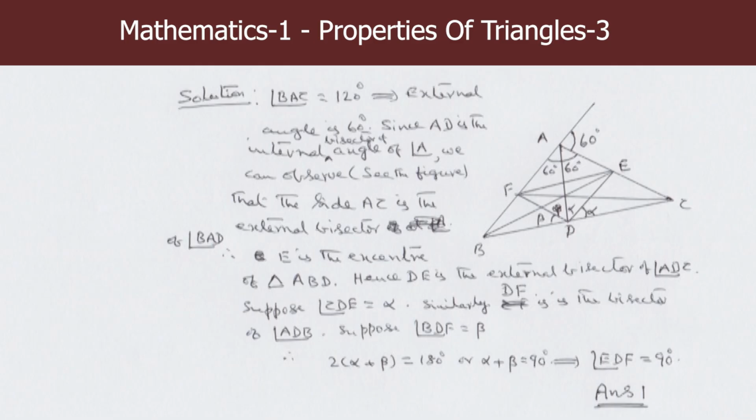So suppose CDE is equal to alpha. Now similarly, DF is the bisector of angle ADB. Suppose angle BDF is equal to beta. Now 2 into alpha plus beta, as I have indicated, is 180 degrees, or alpha plus beta is equal to 90 degrees. So that means angle EDF is equal to 90 degrees. So triangle DEF is a right angled triangle.